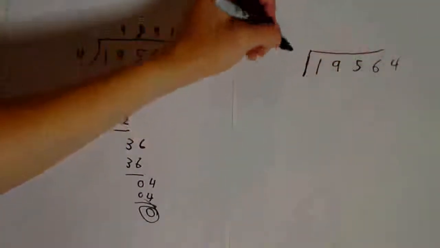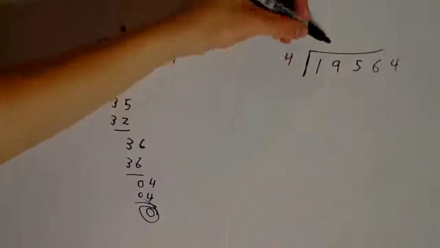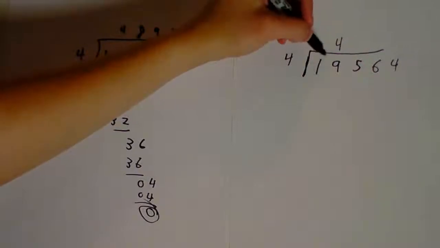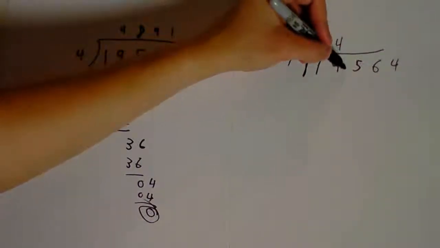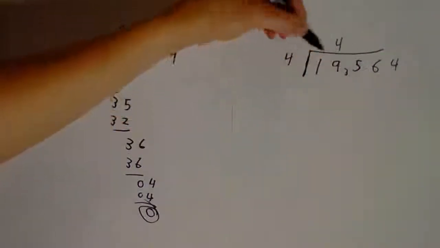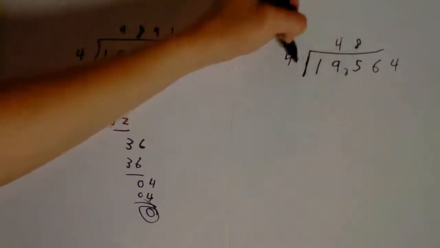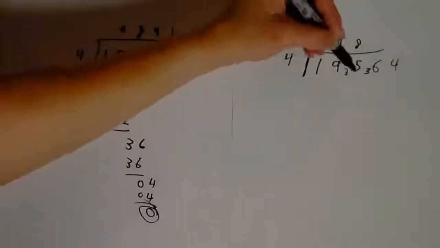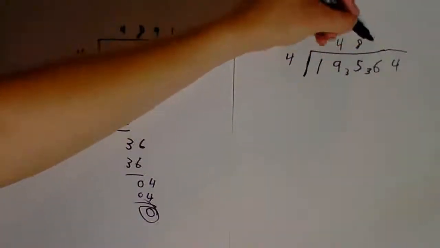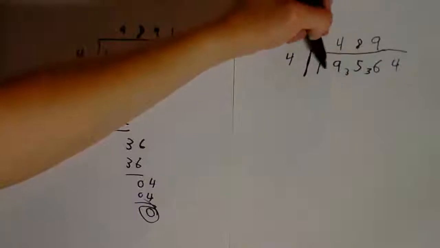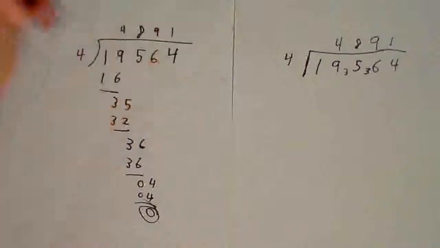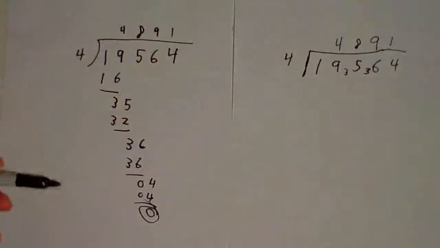19,564 divided by 4. Well, 4 is going to go into 19 4 times. We know that that's going to get us almost all the way there, but we're going to be missing 3, so our remainder is 3. Let's put our little 3 there. 4 goes into 35 8 times with a remainder again of 3, because 32 is 3 less than 35. 4 goes into 36 9 times with no remainder, so we don't have to worry about one there. And then 4 goes into 4 once. So that's the faster way to do it. It does exactly the same thing, but it's just a shorter process.